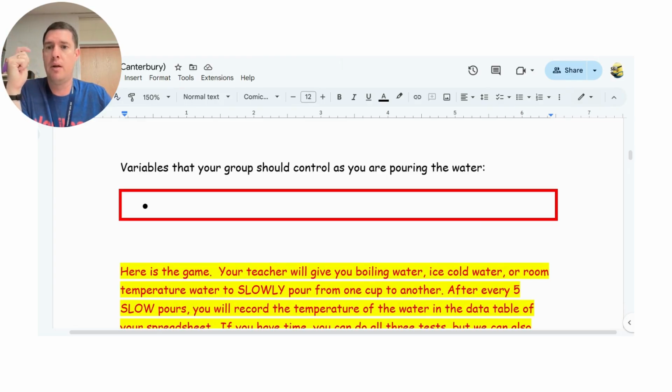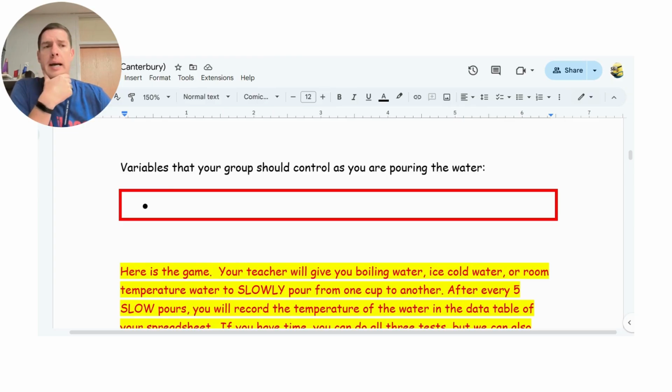Okay, when we sat down to do the Pour It Out lab, you were able to control some things. You, as a lab team, were allowed to control a few things, right? What's something that your group should control as you pour the water? Things like the speed at which you pour the water, the height from one cup to another, right? The ability to keep the water in control and not spill, right?